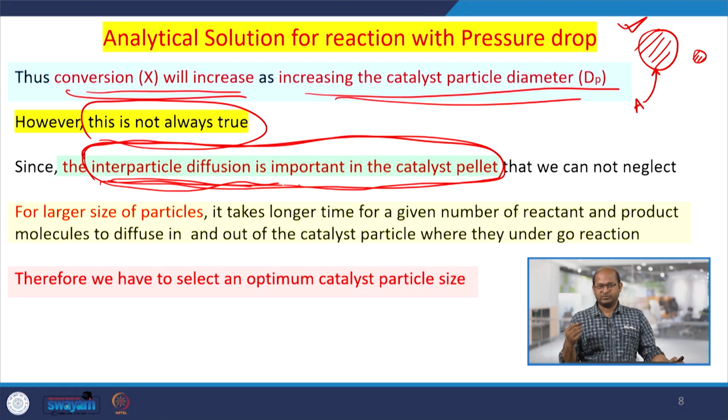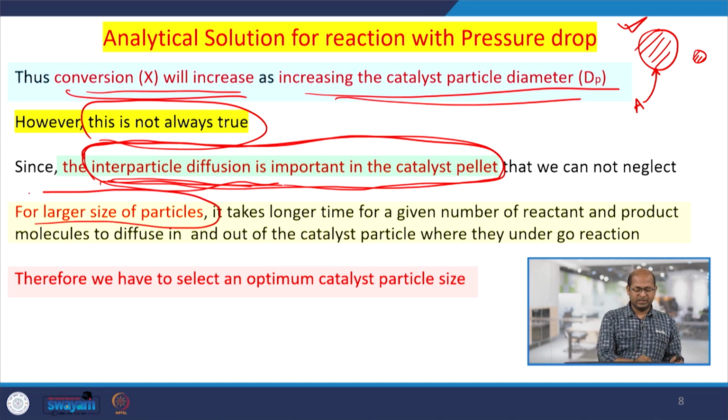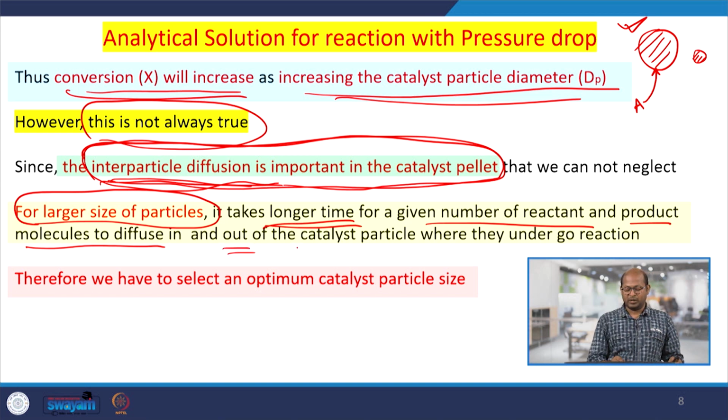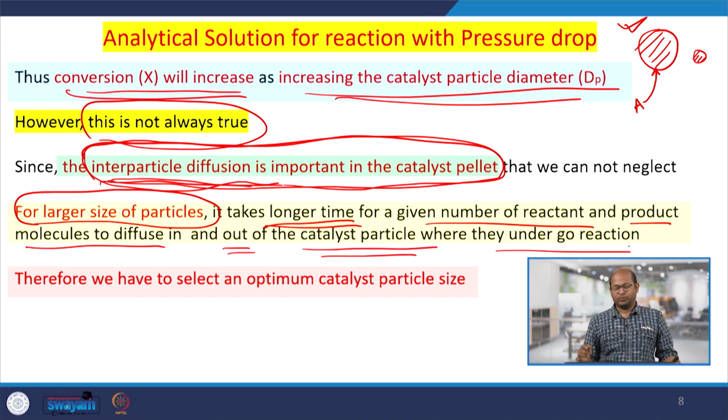So, if we increase the large particle size or particle diameter, the interparticle diffusion part would come, that would affect overall rate and conversions. Okay. So, for large particle size it takes longer time for a given number of reactant as well as product molecules to diffuse in and diffuse out from the catalyst particles. Okay. So, whenever we conduct any reactions, reactant molecules will pass in here and product will come out from that pore. Therefore, for larger particle diameter, reactants take longer times to diffuse inside of that particle or the core of the particle.